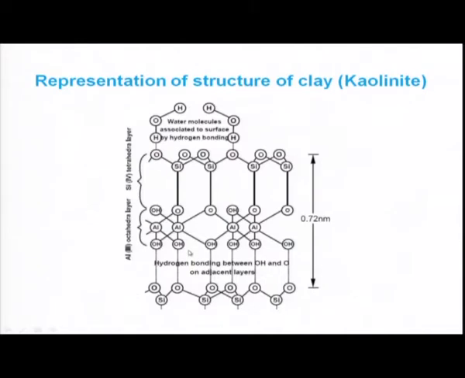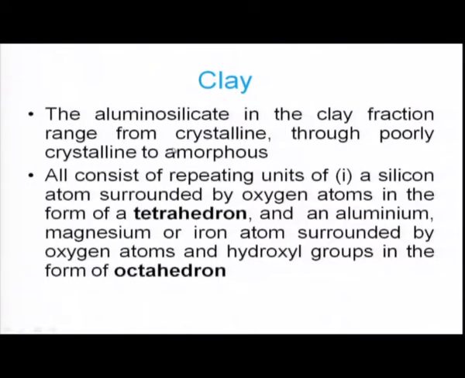This is one example. The other minerals are also arranged in clay layers like this, with either octahedral and tetrahedral layer structures. And usually in this clay material, the aluminous silicate, the clay fraction ranges from crystalline through poorly crystalline to amorphous material.